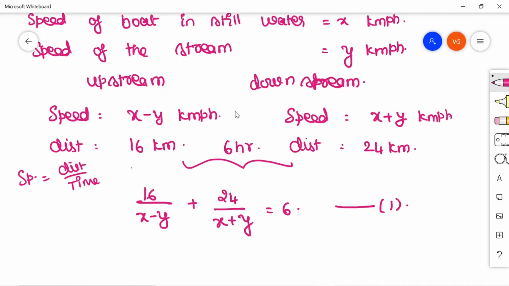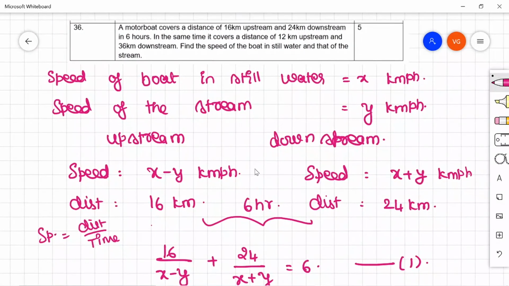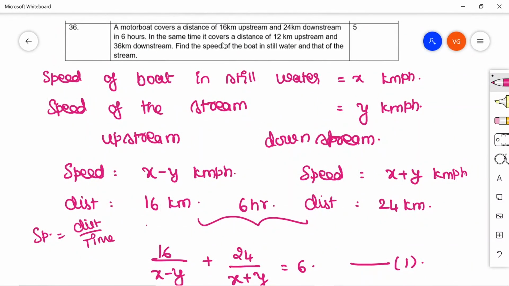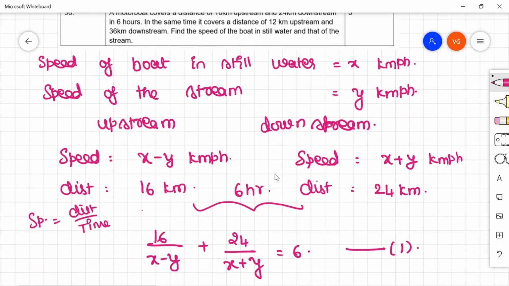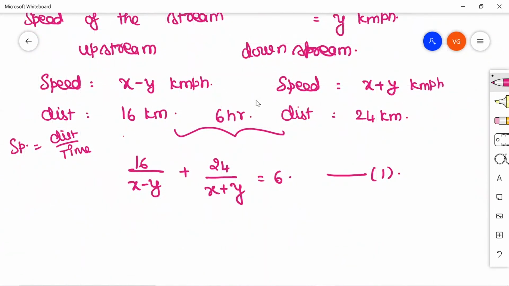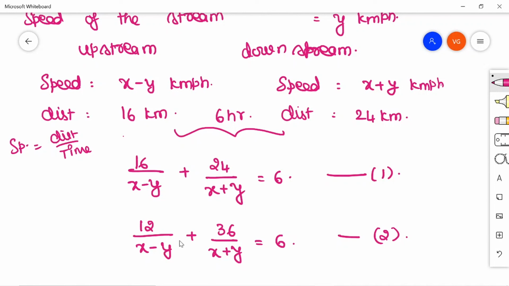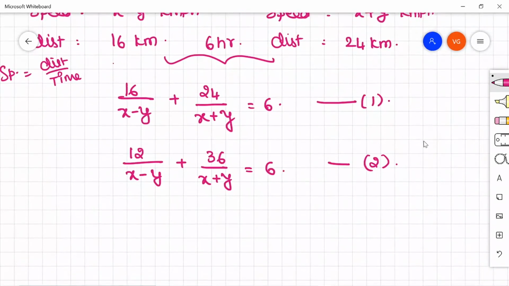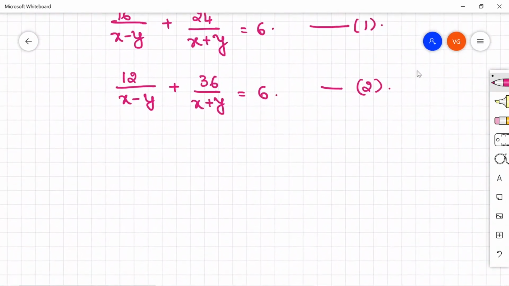Now they are discussing another case here. The second case says in the same time it covers a distance of 12 km upstream and 36 km downstream. So again I am writing it in the same form: 12 divided by (x minus y) plus 36 divided by (x plus y) is equal to the same 6. Let us call this equation number 2. Now you have two equations and two unknowns, x and y. So let us solve this.